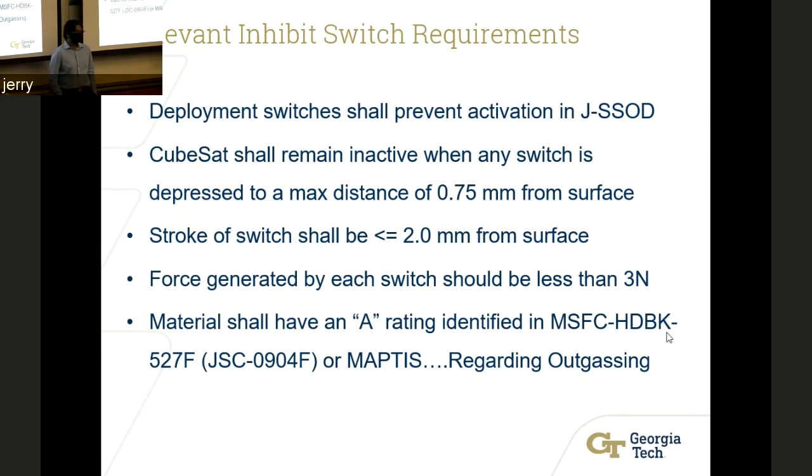But the main requirements that played an impact in our decision making were regarding how far the switches could be off the surface of the CubeSat. So the main impacting requirement was requiring the stroke of the switch to be less than around 2 millimeters off the surface. So this is the free position of the switch.